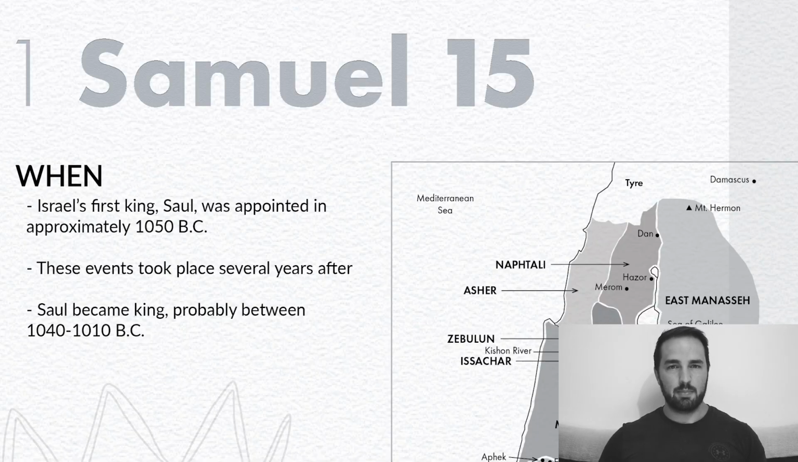When did these events happen? Well, this was several years after Saul became the first king of Israel. He became king probably around 1050 BC. So this would have been somewhere between the years 1040 and 1010 BC. We don't have an exact date.